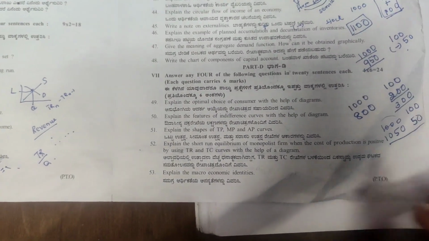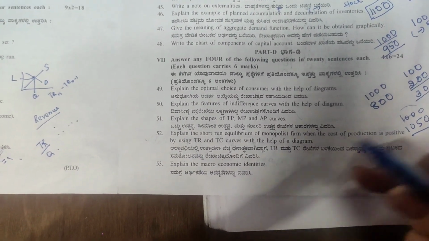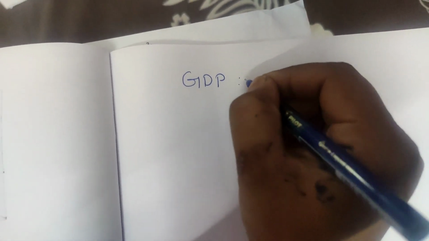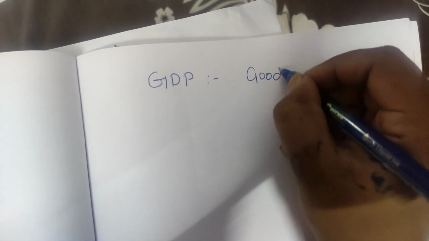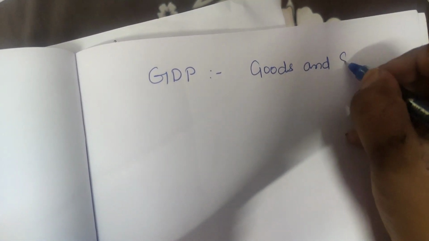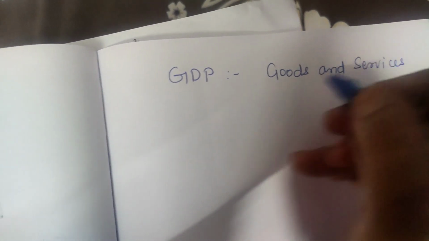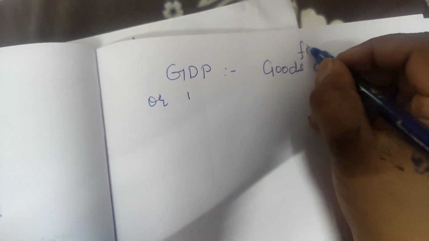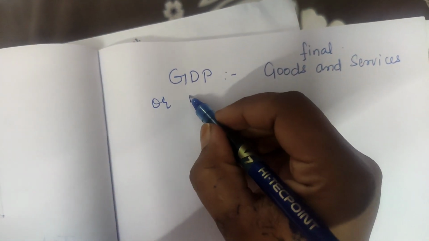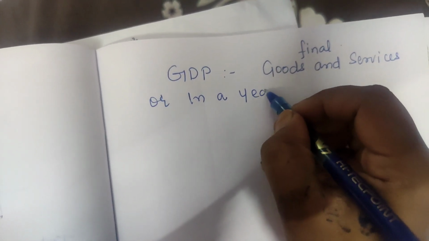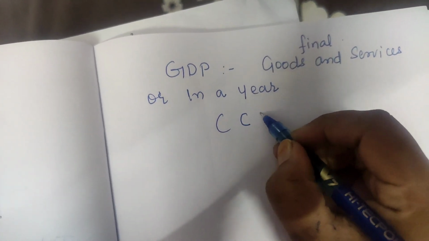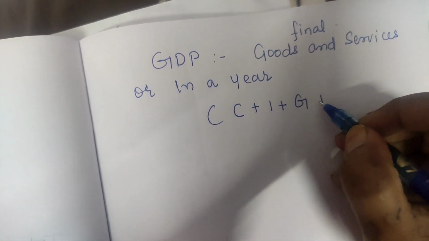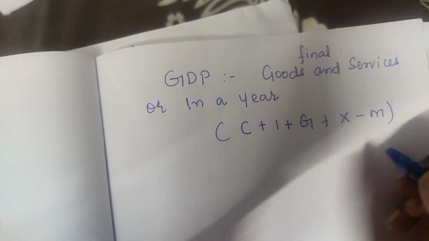After this, here comes a very easy question, which is macroeconomic identities. First we'll understand GDP. GDP is the aggregate final goods and services produced in a year. For example, consumption plus investment plus government expenditure plus export minus import is our GDP.